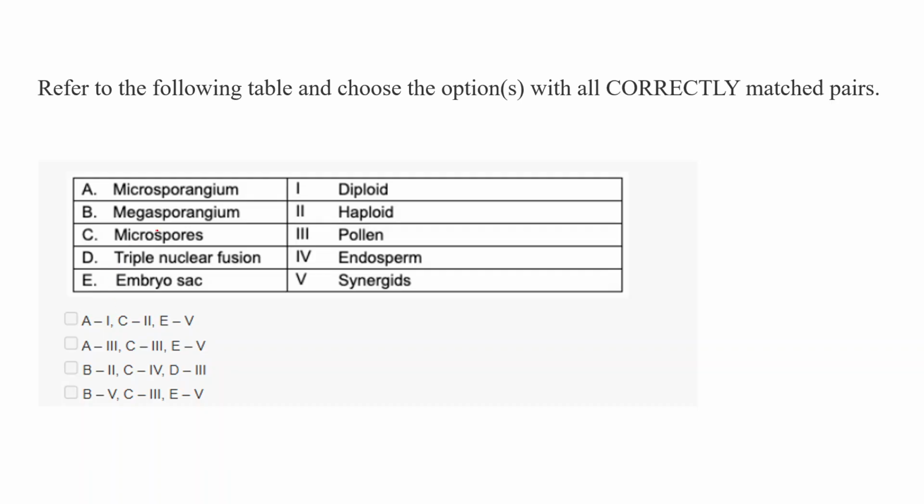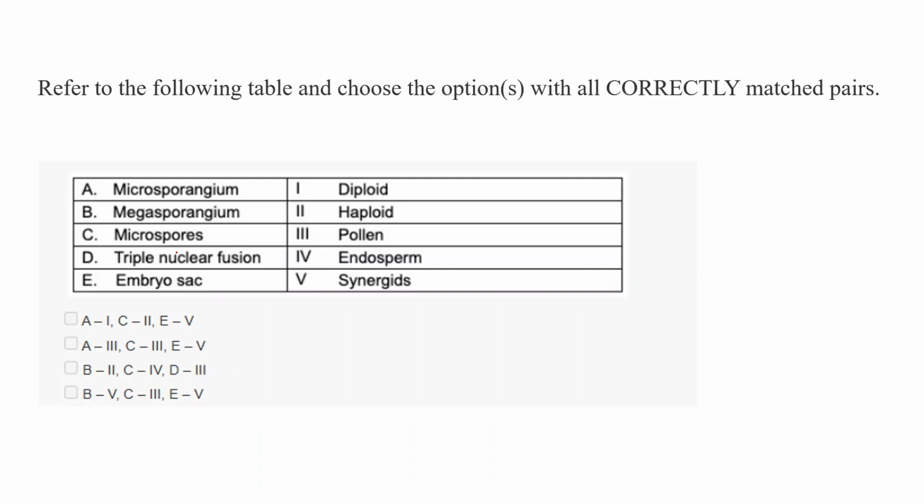Then microspores, these are haploid products of meiosis which develop into pollen, so this can be matched to haploid, so C2. Then D is triple fusion nucleus produces endosperm, so D can be 4, but here it is not given, but that is okay.